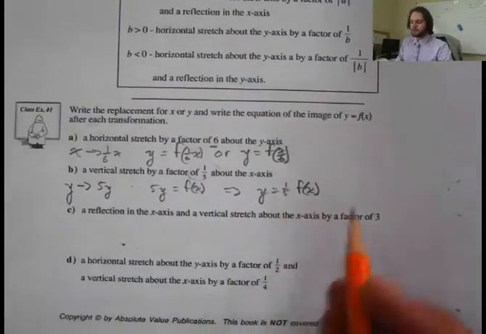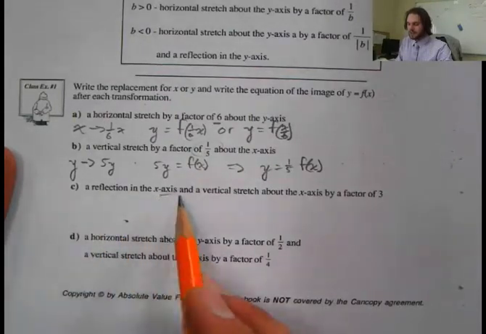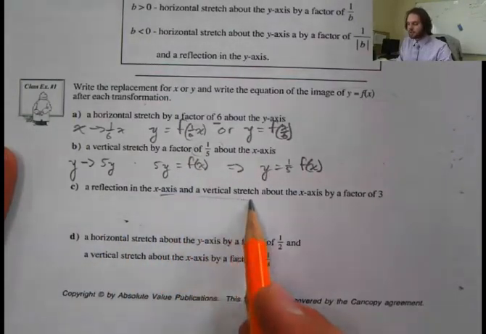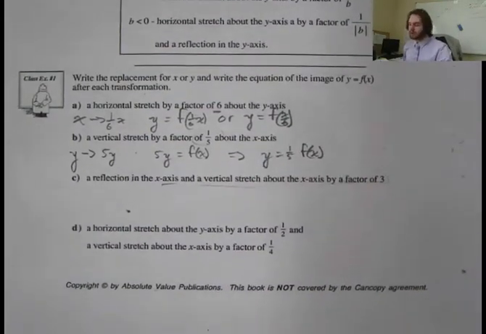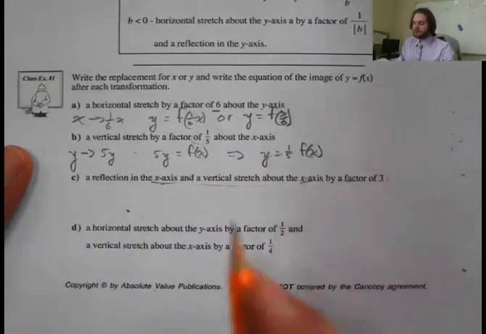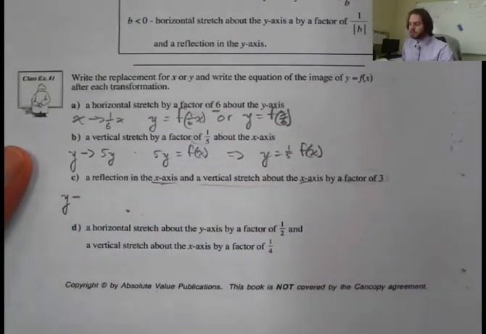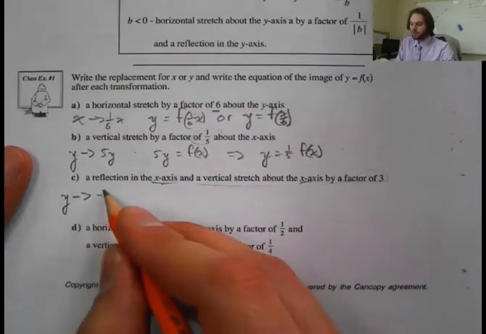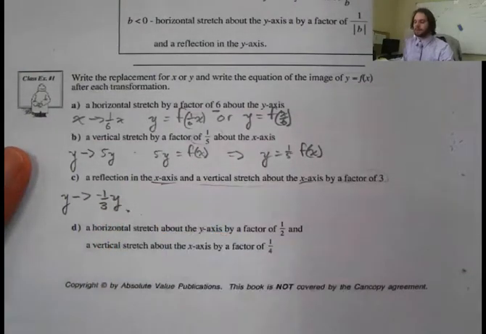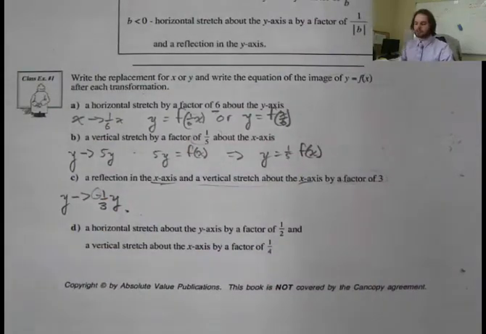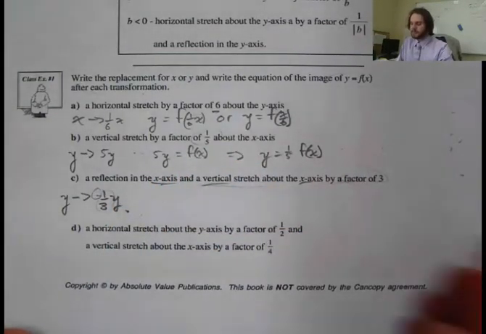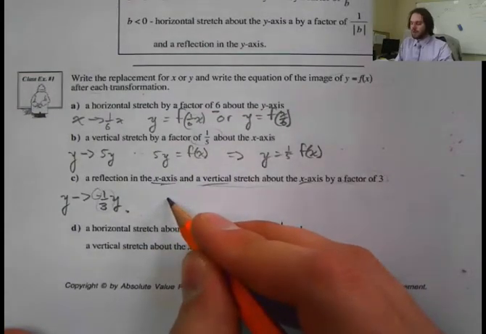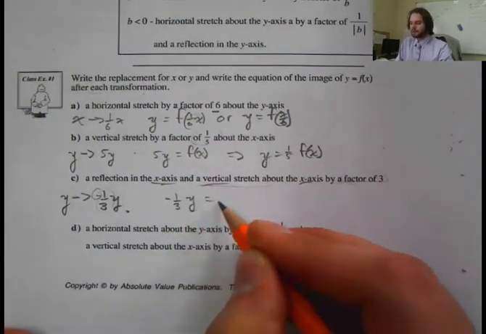Okay, so that's what we end up getting. Next it says a reflection in the x-axis and a vertical stretch about the x-axis by a factor of 3. So x-axis, vertical, so then y is being replaced with negative 1 over 3y. Because the negative means there's a reflection, and 1 over 3 is our factor. And it's vertical, so we're looking at the y. So this ends up giving me negative 1 over 3y is equal to f of x.